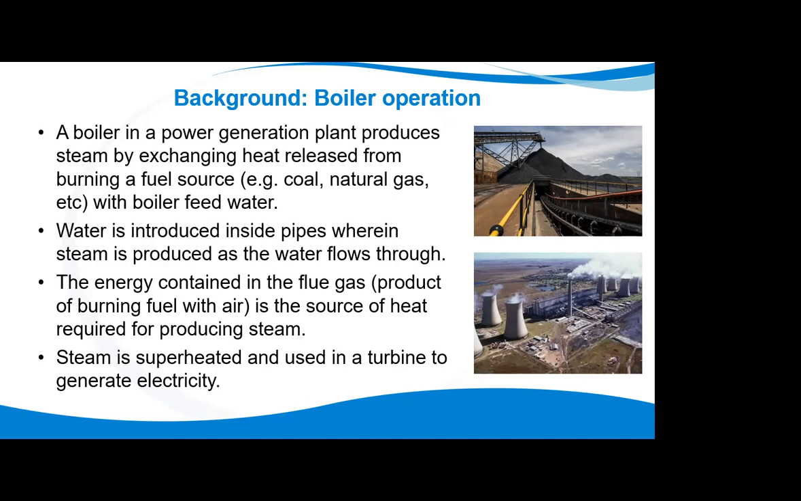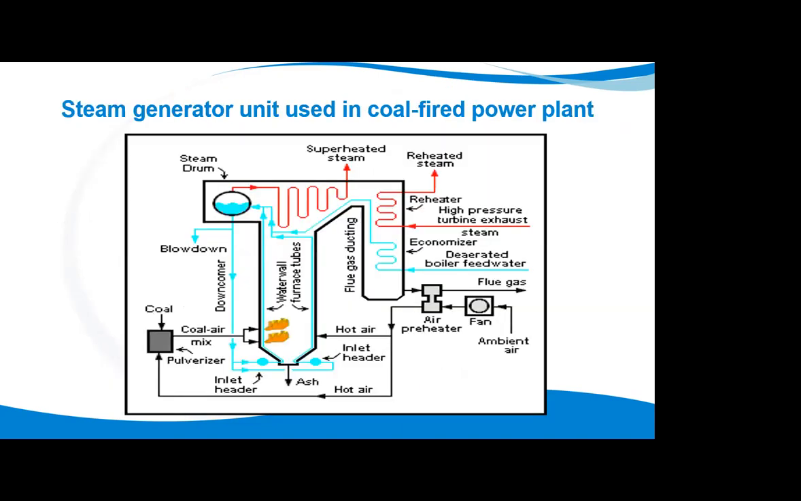Just to give you a schematic diagram of what the steam boiler looks like. This is what you have. You have coal here with a mixture of air, hot air, being combusted. And these yellow flames here represent combustion zones.